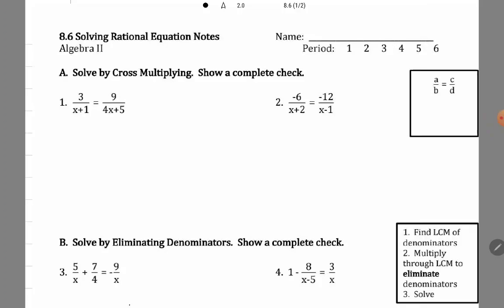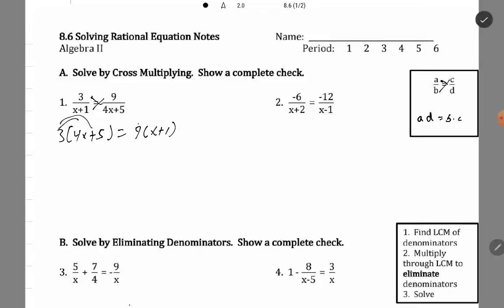So, in the good old days when we had a fraction equal to a fraction, we did cross multiplication. So we took a times d and set it equal to b times c. We're just going to do the same thing. We have a fraction equal to a fraction, so we're just going to multiply the two. So 3 times 4x plus 5 equals 9 times x plus 1.